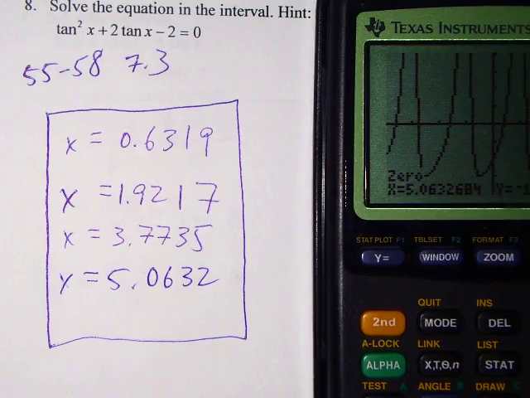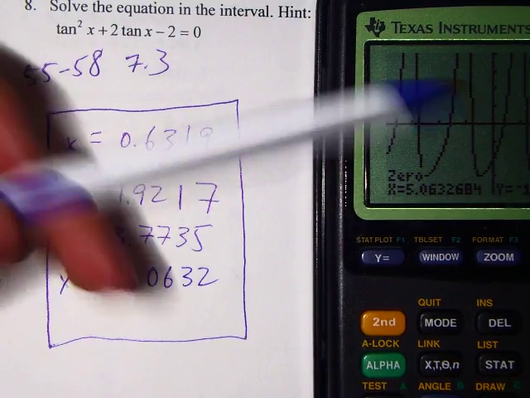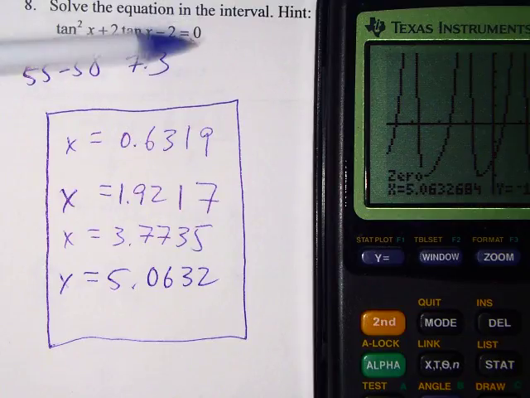So that's when we say when you use a calculator, all you got to do is find the zeros, because we're looking for when it equals 0. That's what we're looking for.